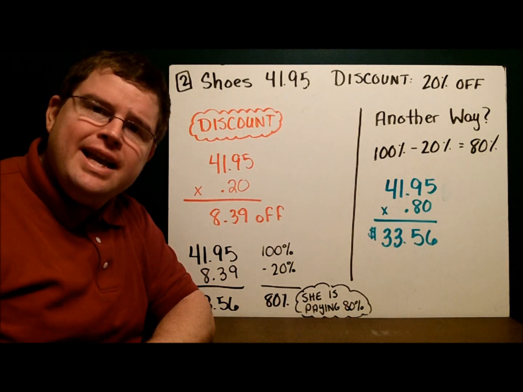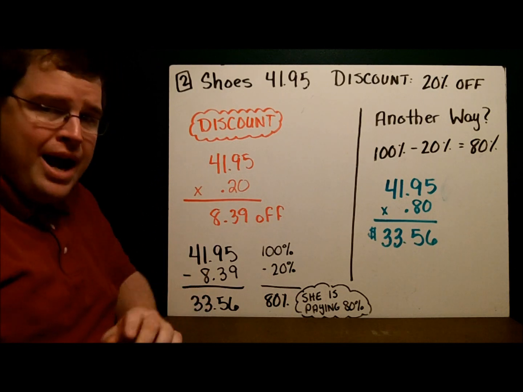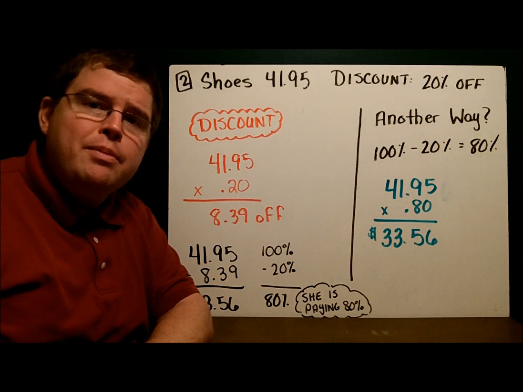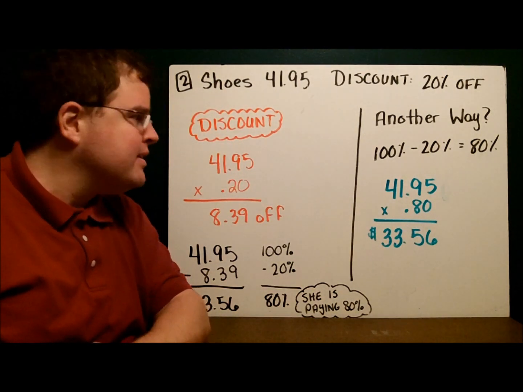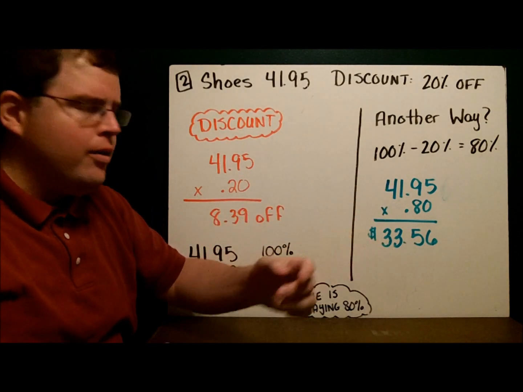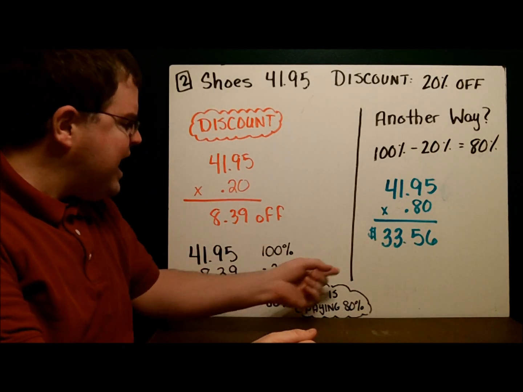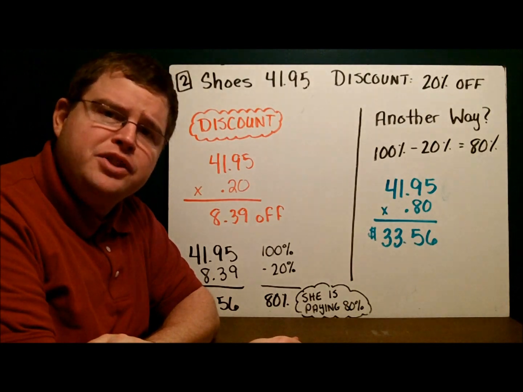So, just as in the case with a sales tax where we could calculate the discount and then subtract it to get the sales price, we could also say, well, 20% off, that means we're only paying 80% of the regular price. $41.95 times 0.80 is $33.56. We figured out in one step how much we'd be paying when we get up to the cash register for this pair of shoes.